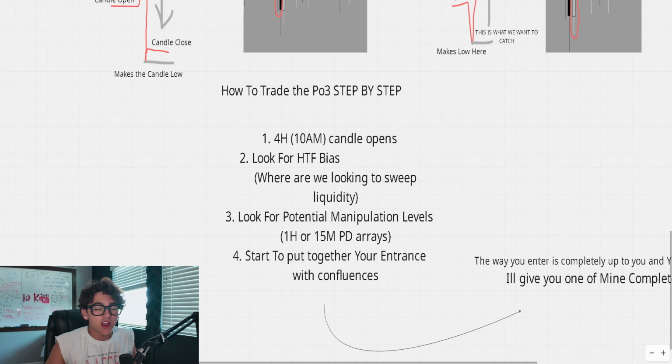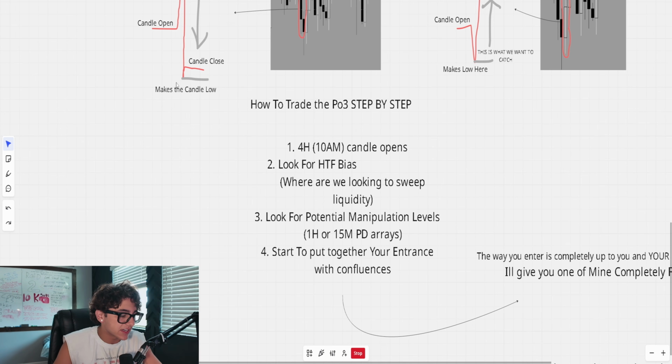The point is you're trying to find a decent PD array on a mid to high time frame. So that means a 1-hour or 15-minute, that's where you're going to look for different PD arrays to then trade the 4-hour power of 3. So that is how you start to put your entry together with your confluences. When you see a PD array get hit on the 1-hour or the 15-minute, that is when you're going to try to figure out your confluences. And so I'm going to give you guys the trade that I took today. Let's get into the actual charts.